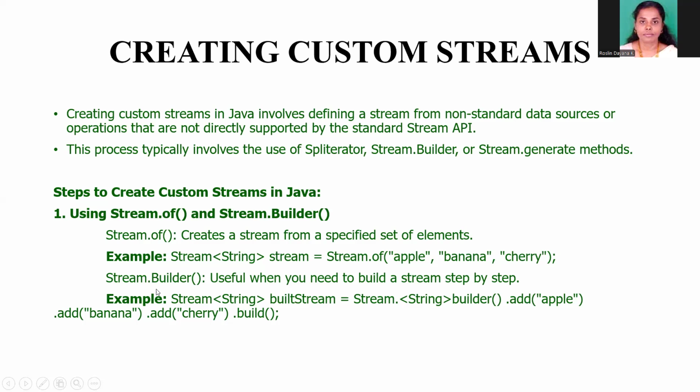But if you take Stream.builder, it is used to create a stream step by step. See the example here, Stream<String>. The name of the stream is builtStream. It is created using a builder method: Stream.<String>builder().add(apple).add(banana).add(cherry).build(). So the stream is built similar to the of method, but here we have to give the collection values one by one.